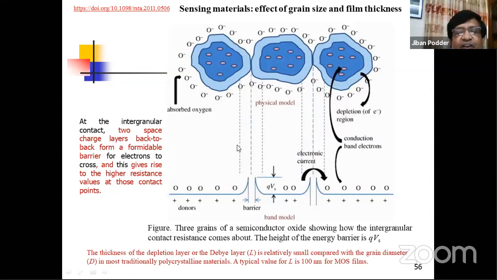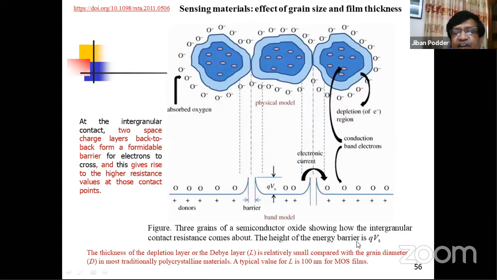Normally the Debye layer or depletion layer is around 100 nanometers and much smaller than the grain size. The grain size is maybe about 500 nanometers, and the depletion layer is less than 100 nanometers. Because of this, the resistance is developed when the charge of the neighbor grains comes in contact, and this back-to-back electron charge forms a formidable barrier for electrons to cross. So this intergranular contact resistance comes from the interaction of these charged particles.